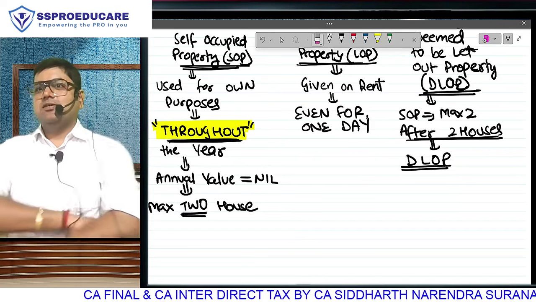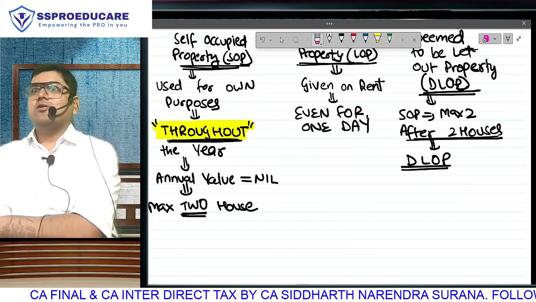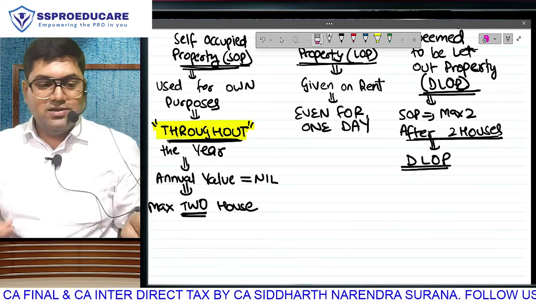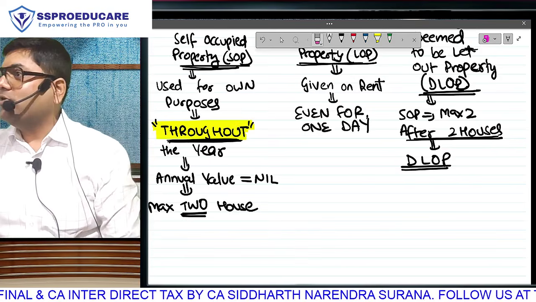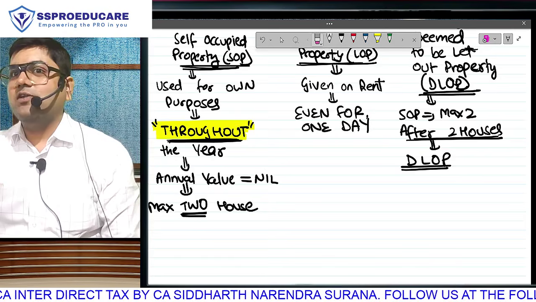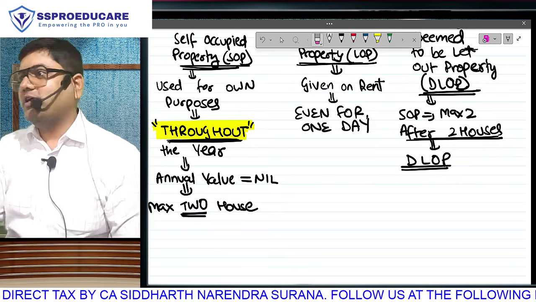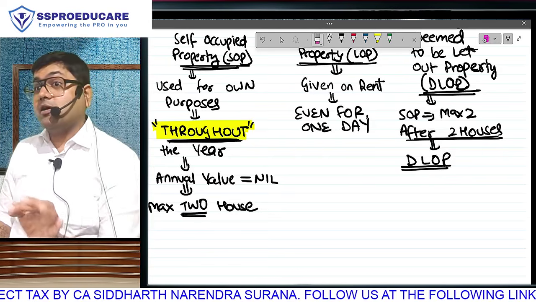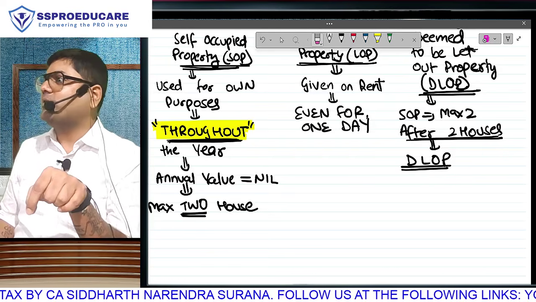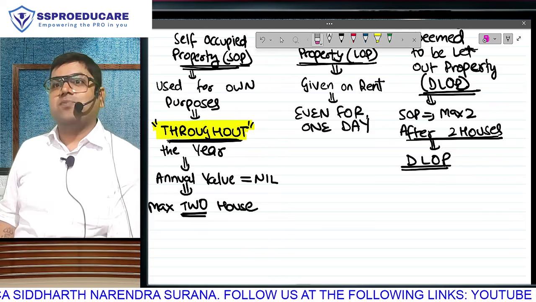Buying 15 properties, waiting for the price to go up, not doing anything, keeping the property locked. Because I'll tell you one thing, if that property is given on rent, its value will fall. A new buyer will want to come and stay in an untouched property, so he is keeping it locked. Now, what is the punishment for locked properties? After 2 SOPs, DLOP.